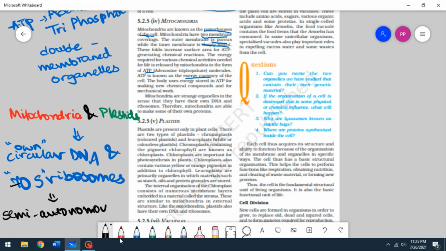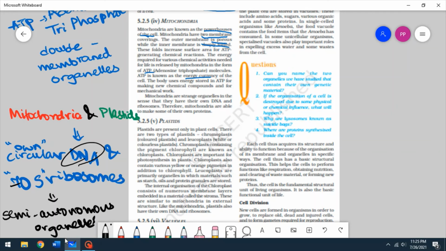semi-autonomous organelles, alright, because they have, like, the most important organelles in the cell, that they have their own DNA, and it makes them semi-autonomous. They're like half autonomous. They don't have everything that a complete cell has, but they do have important parts. That's why they're called semi-autonomous.